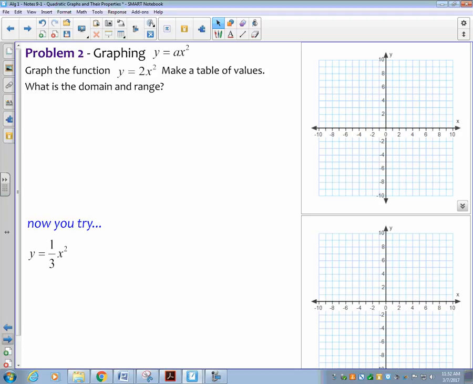So it says graph the function y equals 2x squared. Make a table of values. So we're going to do a simple t-table. Put x and y. I usually use the graph to tell me what numbers I should put on my t-table. I'm going to go from -6 to +6.